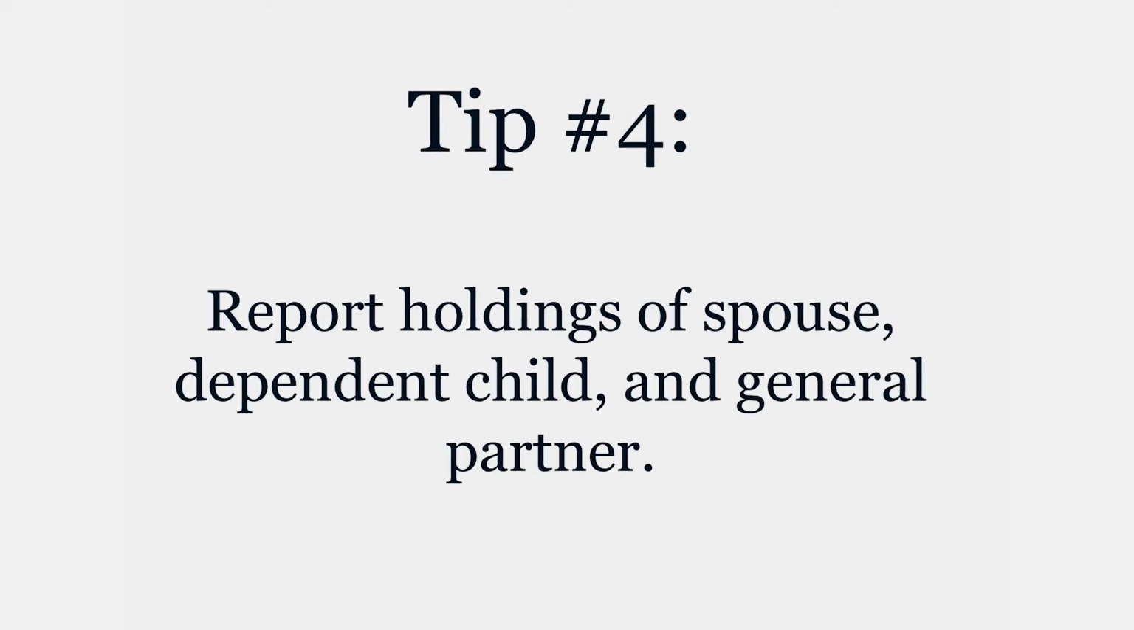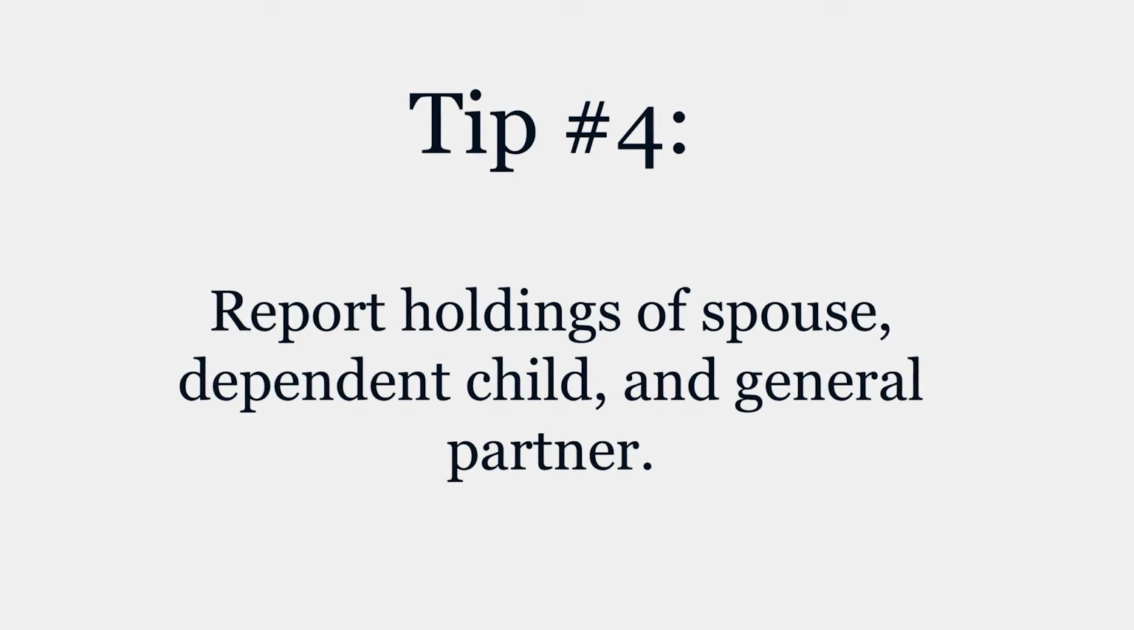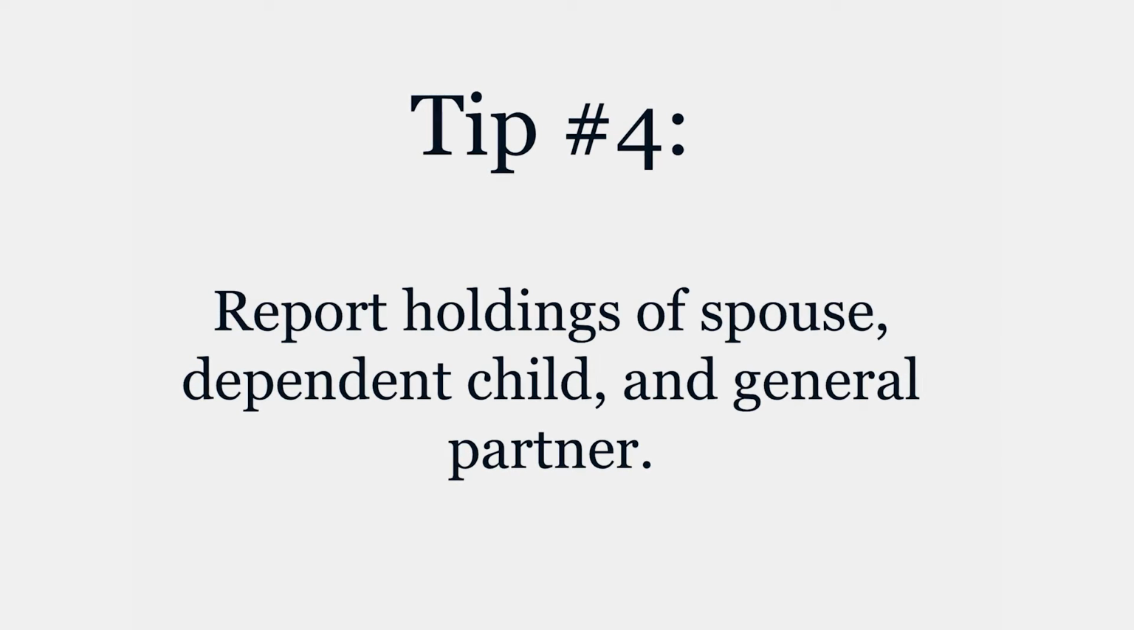The 4th tip is to remember to report the holdings of your spouse, dependent child, and general partner. Under the Conflicts of Interest law, the financial interests of these people are imputed to you. In other words, their holdings are treated as if they were yours. Consequently, you need to report the holdings of these people.